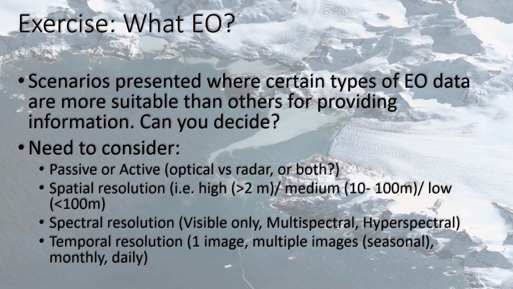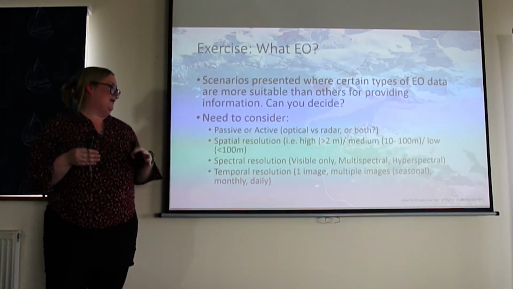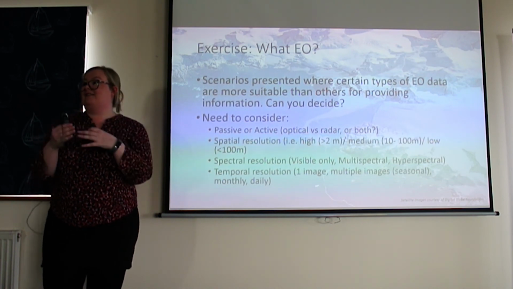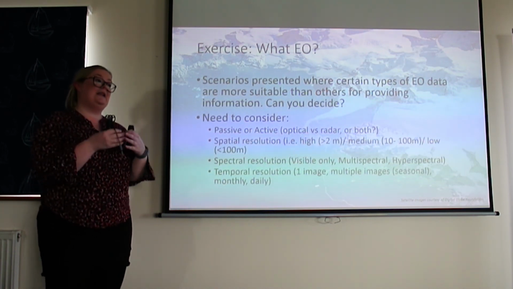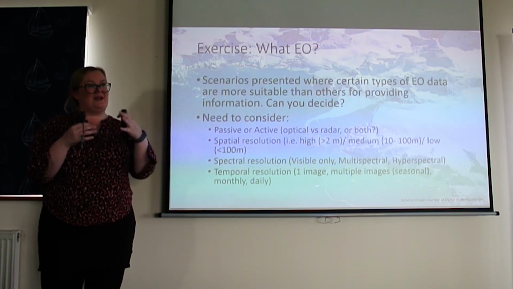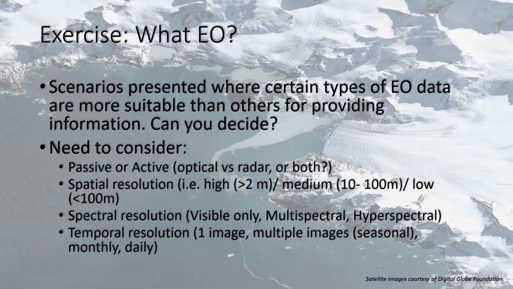If you think cloud is going to be an issue, then maybe we can look at using an active sensor for that. What about the spectral resolution? Do you only need to see something in the visible, or do you need the near infrared, the short-wave infrared, if you're doing something with vegetation, for example? And then, how often do you need the image? If you're just doing one baseline, then maybe you just need one image. But actually, to get the separation of habitats, if you're doing maps, then you might need an image a season to try and capture the separability. So those are the answers that I'm looking for, not specific sensors.